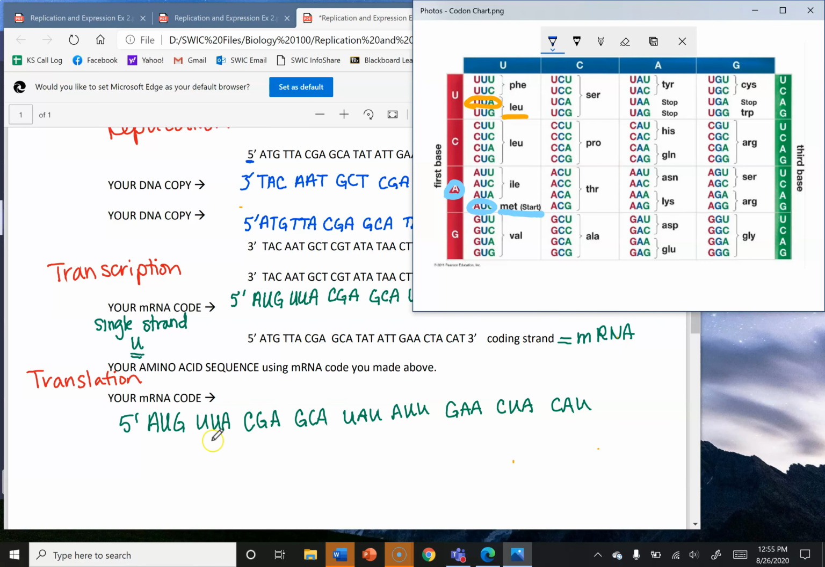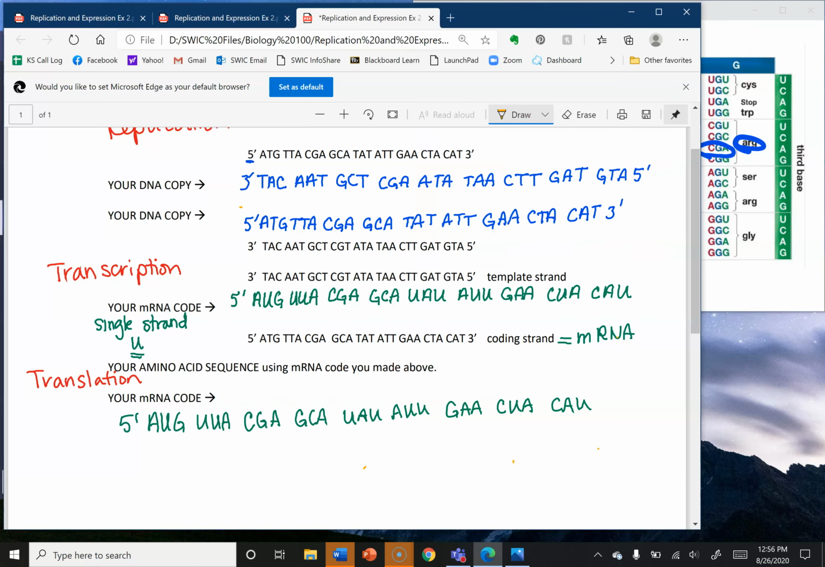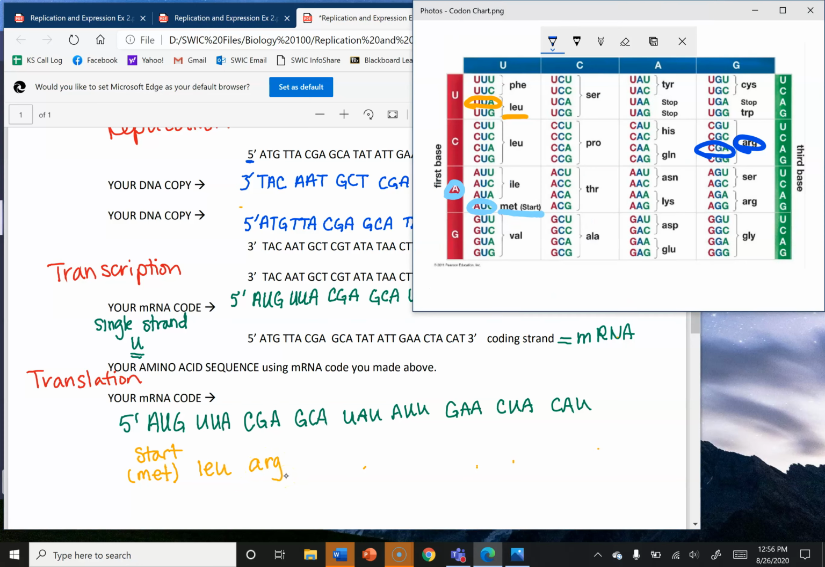Third amino acid is CGA. CGA, that's this one here, that's arginine. So let's go back over here and fill it in. So we had start. This is a methionine. Then we had leucine. Then we had arginine.